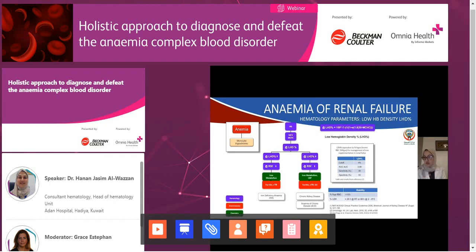Also, LHD has been shown to have good clinical performance compared to the percentage of hypochromic cells. And it has the advantage that it is stable and can be measured after 24 hours if the sample has been stored at room temperature, and after 48 hours if the sample has been stored in the fridge.